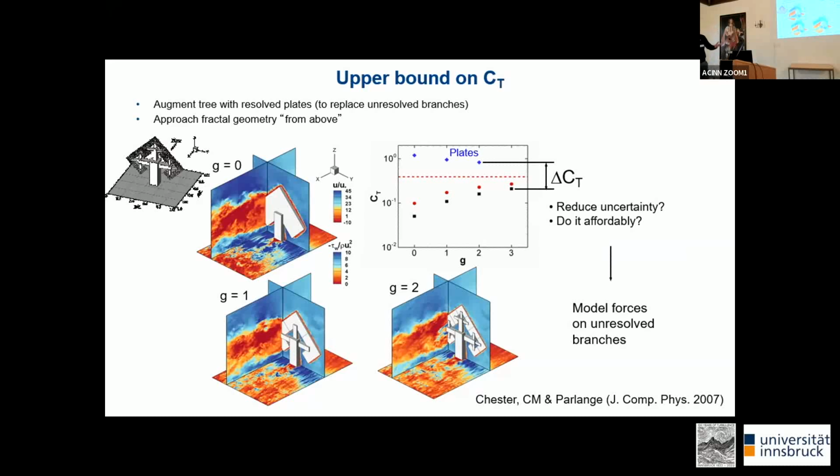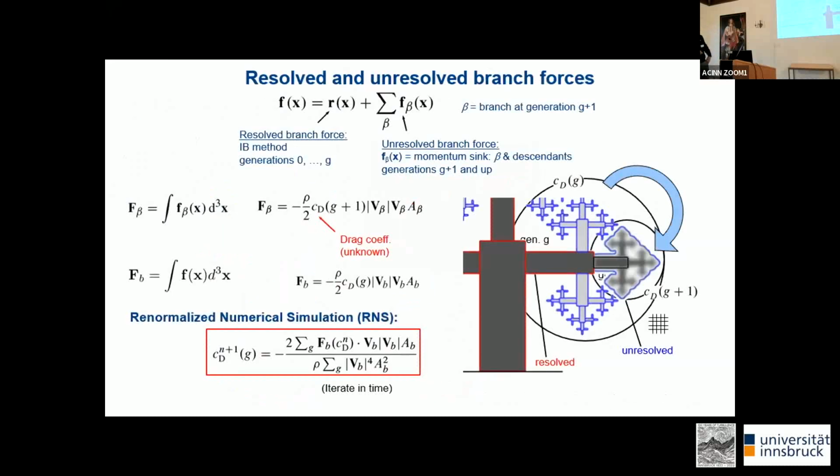So that's essentially the idea of the renormalized numerical simulations. We're going to represent the unresolved branches with a distributed force, which is what we normally do when there's a flow through porous media, for example. But what we don't know is the drag coefficient of the smaller scales. So while we do the simulation, we interrogate the resolved scales, and essentially we find the drag coefficient that we're actually computing from the big tree, and we apply it to model the drag from the smallest. That's essentially a very simple idea.